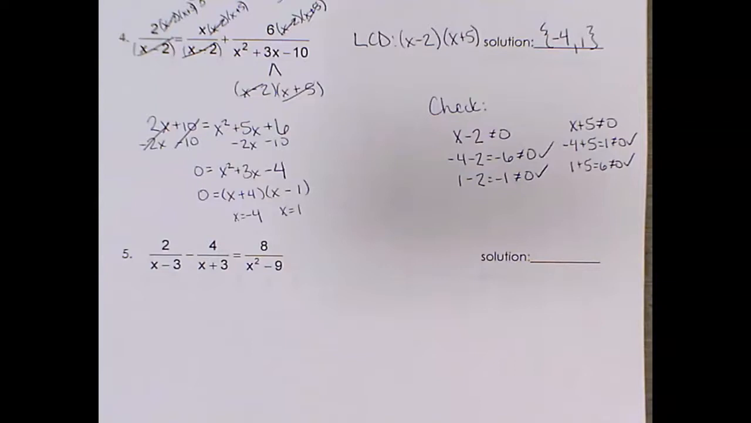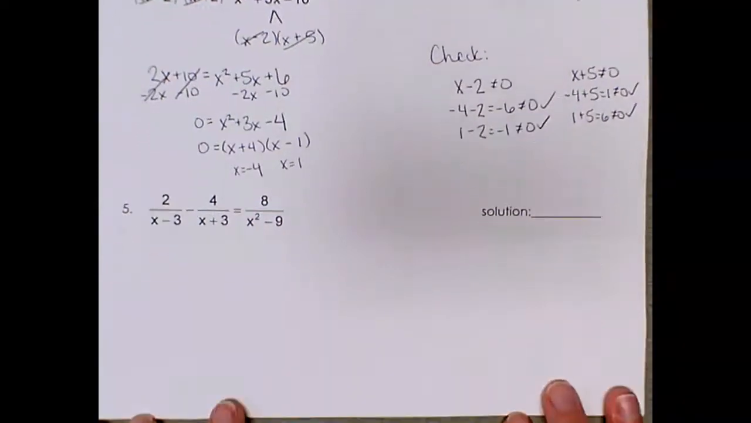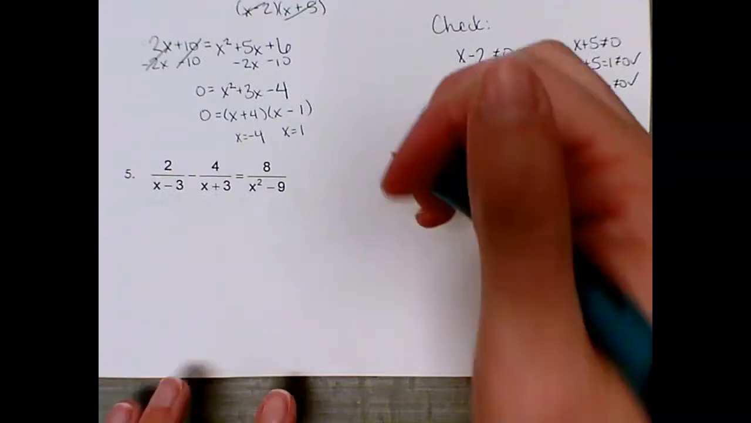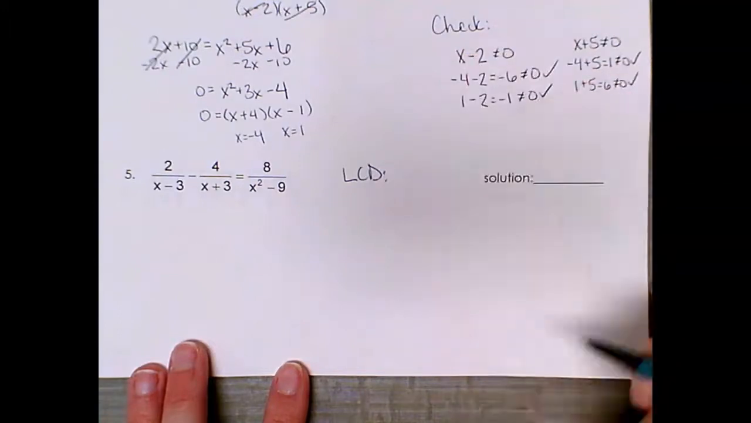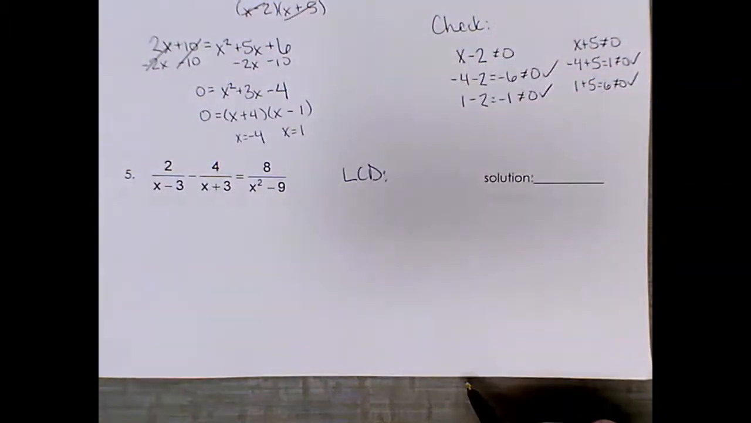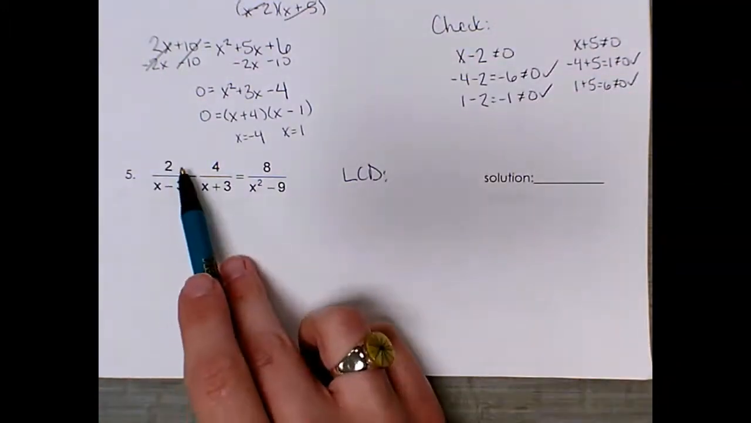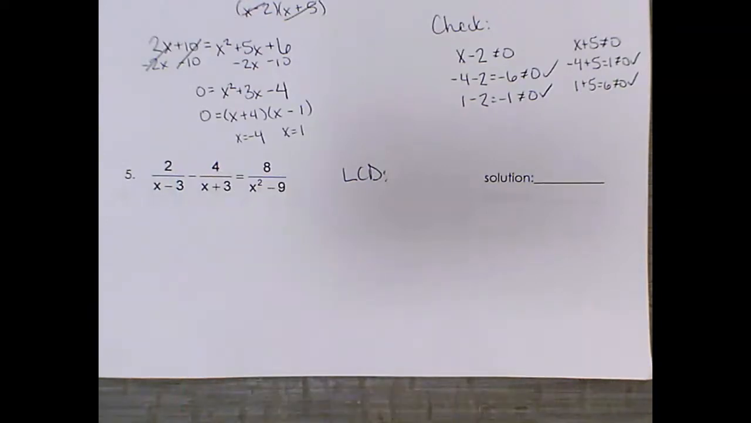Okay, so we have 4 problems remaining. So what I'd like you to do is on problem number 5, I'd like you to identify the least common denominator. And once you identify the least common denominator, I want you to show the work of multiplying all 3 terms by the least common denominator. So pause your video, find the least common denominator, and multiply all terms by it. Pause your video.